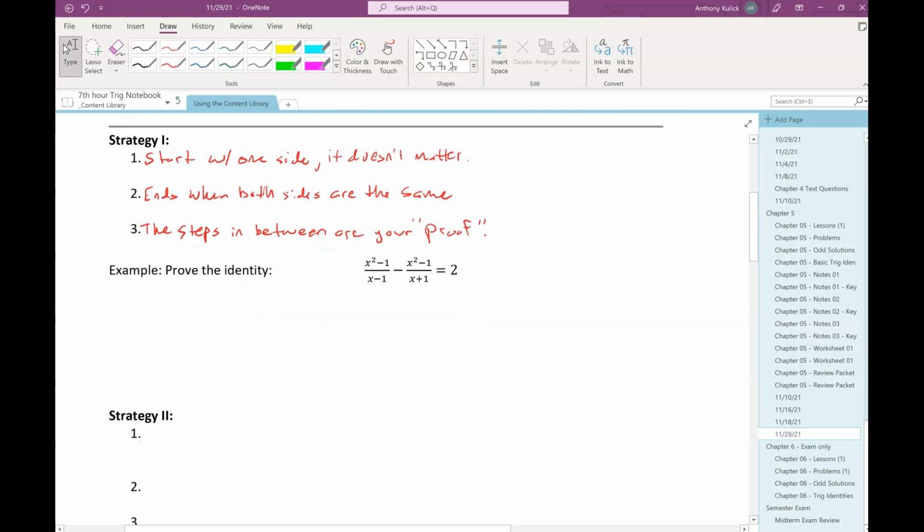So we're going to start with a non-trigonometric proof to get our feet wet. Here we have x squared minus 1 over x minus 1 minus x squared minus 1 over x plus 1 is equal to 2. Again, we're going to pick one of the sides to work on and try to make it equal the other side. Which side do you think would be the better one to work on here?